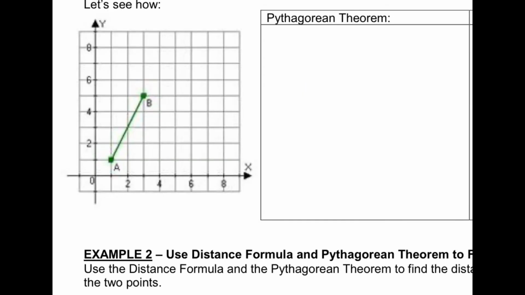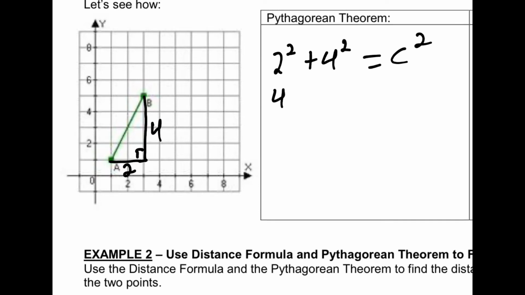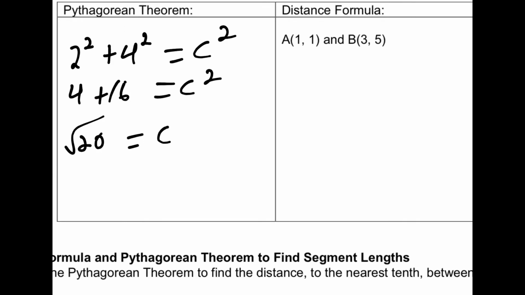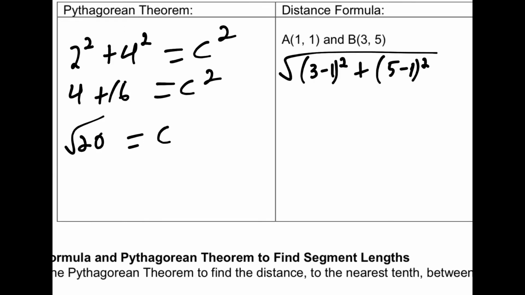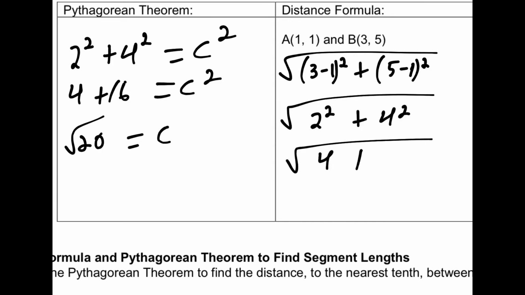So let's see what it looks like. If I was using the Pythagorean theorem, I could draw this into a right triangle. I could count my distance here, that's 2, my distance is 4. I could plug these in like so. 4 plus 16 is equal to c squared. C is going to be equal to the square root of 20. If I use the distance formula, you can see that I end up with some of the same values. In fact, I get the square root of 4 plus 16, or the square root of 20.